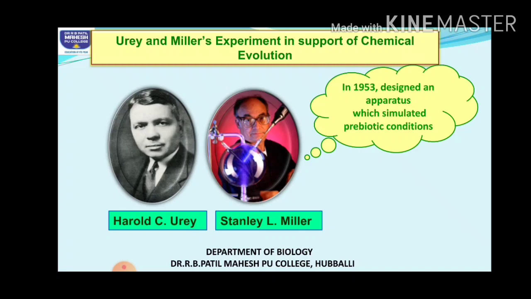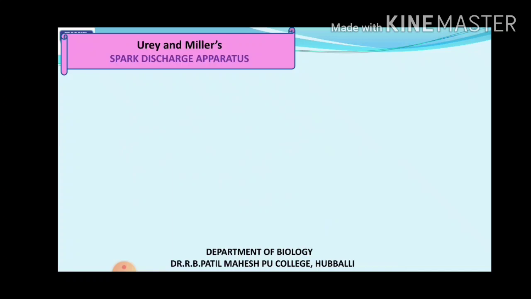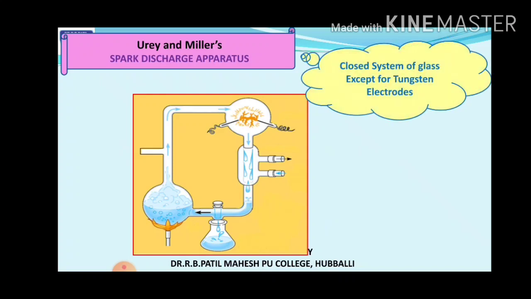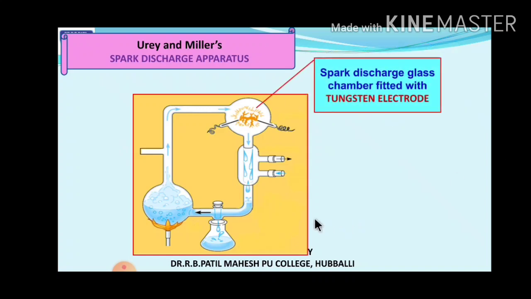Okay, so let us see what was the experiment which was performed by them. Now this apparatus was called the spark discharge apparatus, which was nothing but a closed system completely made up of glass. One by one, it consisted of a spark discharge glass chamber. So there was a glass chamber here. It was fitted with two tungsten electrodes.